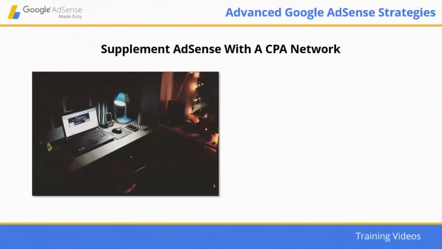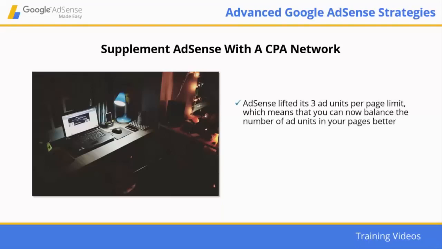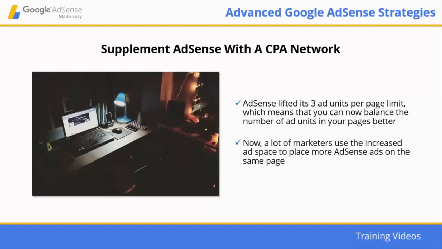Supplement AdSense with a CPA network. AdSense lifted its 3 ad units per page limit, which means that you can now balance the number of ad units in your pages better. Now, a lot of marketers use the increased ad space to place more AdSense ads on the same page. But we have found that using one of your most visible ad slots to promote niche offers from a reputable CPA network such as MaxBounty can help you to easily supplement your site's earnings.